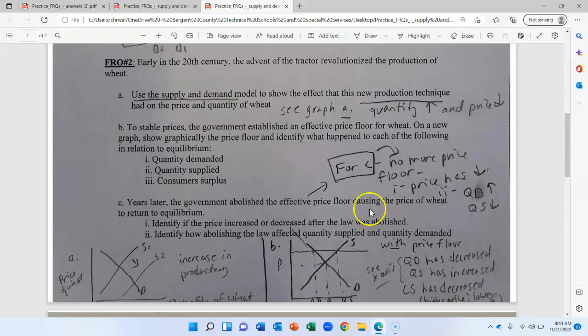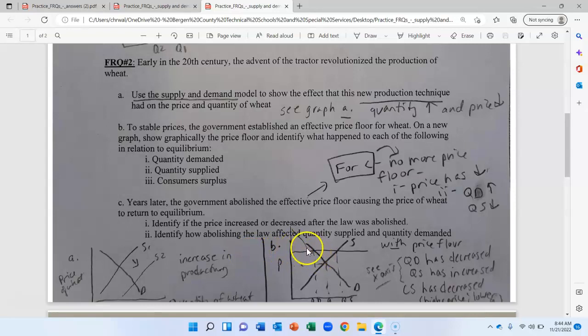If we go to the rest of this question, let's see, identify if the price, okay, so that one, consumer surplus. Years later, the government abolished the effective price floor, causing the price of wheat to return to equilibrium. Okay, so imagine now we're just back at our regular graph. Identify if the price increased or decreased after the law was abolished. Okay, well, we know that if the equilibrium price is what's going to be the price, the price will decrease, right? Because there is now a lower price. Before, the price was up here.